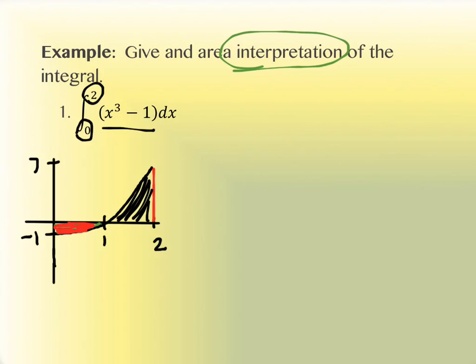So your book refers to this as signed area. Why are you guys laughing? Okay, you want to tell me the joke. All right, so this is signed area. So your calculations are going to refer to this as negative area, and they're going to refer to this over here as positive area.